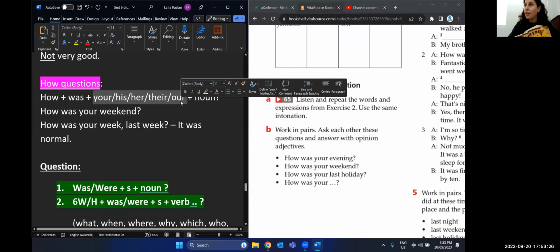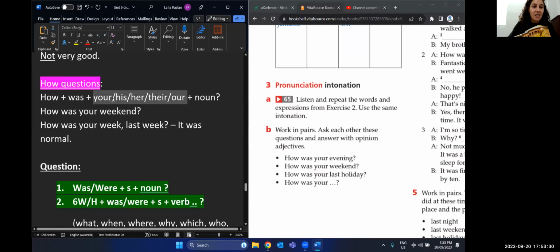But if we talk about verbs, then we use I, you, he, she, it, we, they. So does that make sense why we need to use this subject? Because we're talking about a noun. And it's in how was your weekend, for example. How was your week? How was last week?